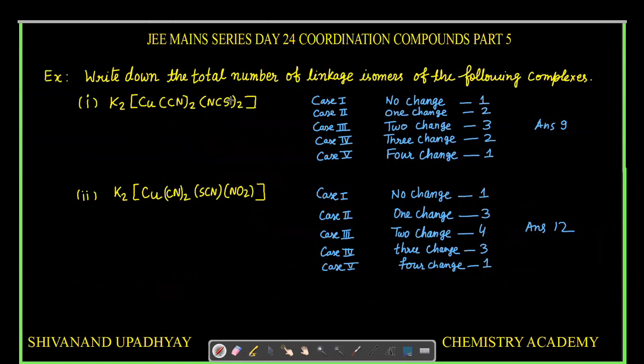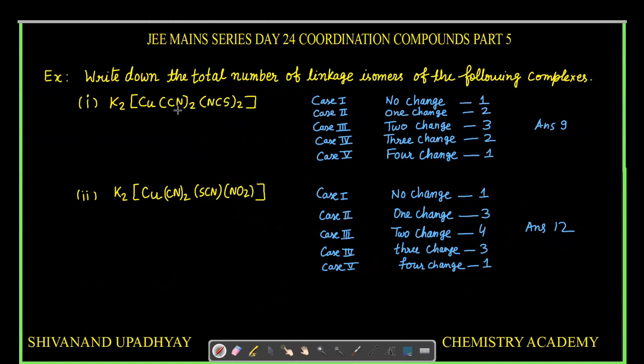Like for example, write down the total number of linkage isomers of the following complex. So first we'll check what the number of ambidentate ligands is in this complex. So both are ambidentate ligands. So there are 4 ambidentate ligands. So we can say that when there is no change in any of them, then one isomer will be there, which is this compound. Then what will happen? Case 2, one change is there.